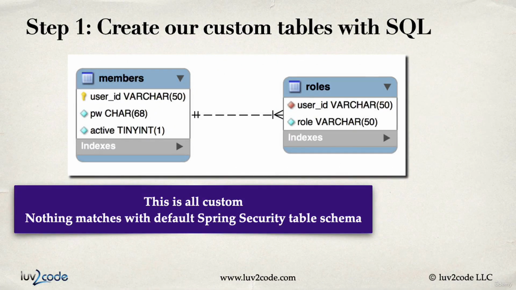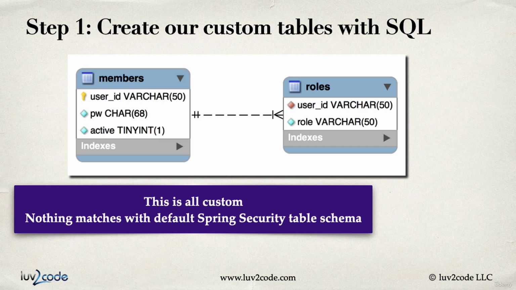Alrighty, let's get started with step 1 of creating our custom tables with SQL. So here's the database diagram of our custom tables. We'll have a table for members. This is where we'll store our users. And note here the column names of user ID, PW for password, and active. We'll also have another table called roles, and we'll have the column names of user ID and role. In the coding videos, we'll run the appropriate SQL script to actually create the tables. We'll cover that later in the coding video, but here I wanted to make sure you could see the diagram.